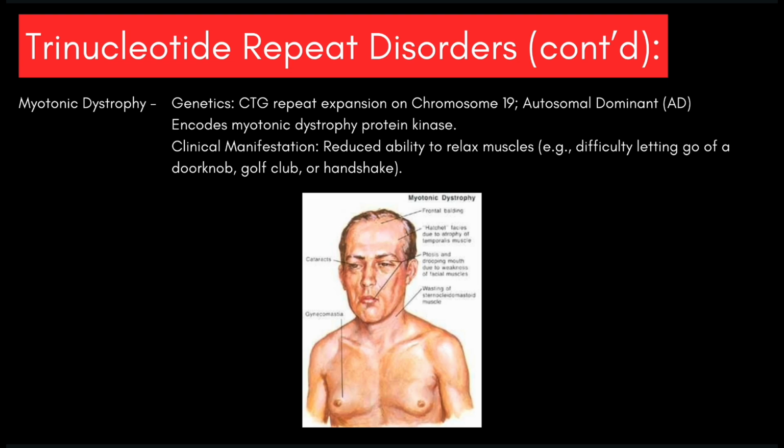Moving on, I'd like to next talk about myotonic dystrophy. The main genetics that underlie myotonic dystrophy are a CTG repeat expansion on chromosome 19. It is inherited in an autosomal dominant fashion, and it encodes the myotonic dystrophy protein kinase. The primary clinical manifestation found for myotonic dystrophy is the reduced ability to relax muscles, aka the difficulty letting go of a doorknob, golf club, or handshake, etc.